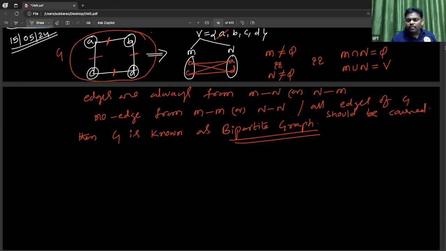Someone is saying M and N must be equal. Where have I written that M and N are equal? Have I written it anywhere? So it may be equal, it may not be. No rule. The only condition is that M cannot be empty, and N cannot be empty. Thank you so much for asking.